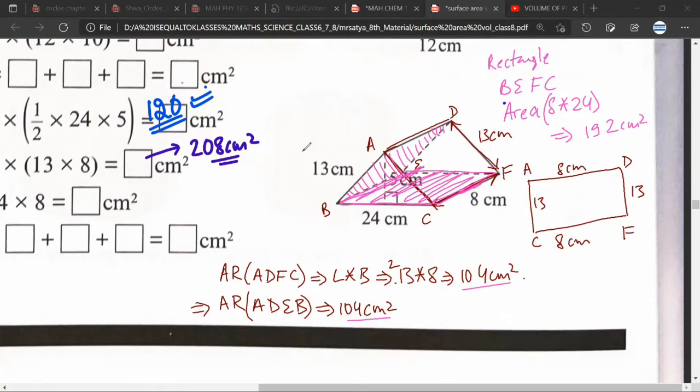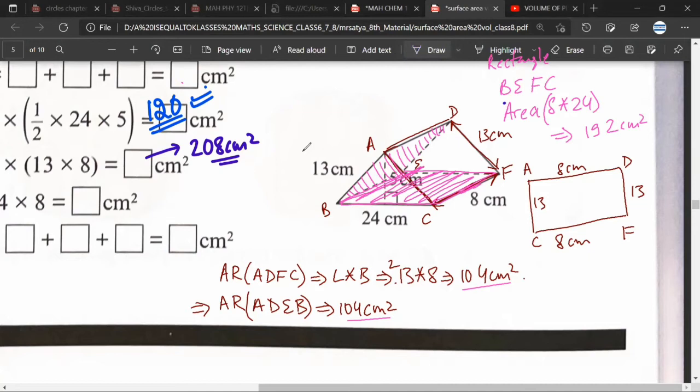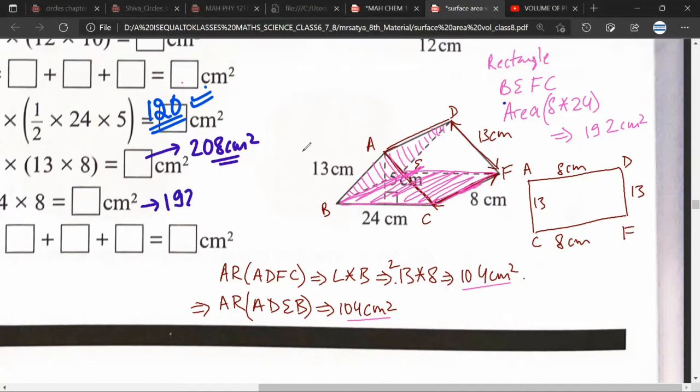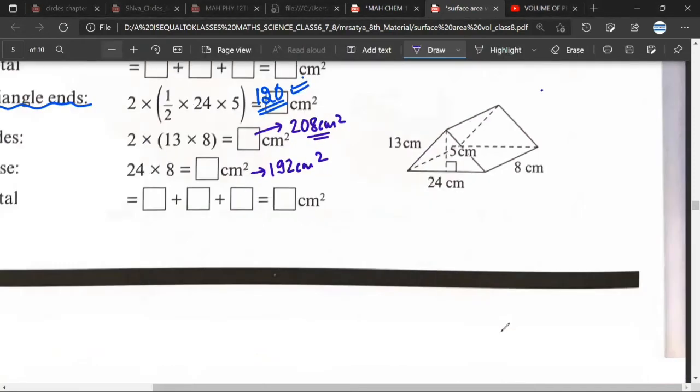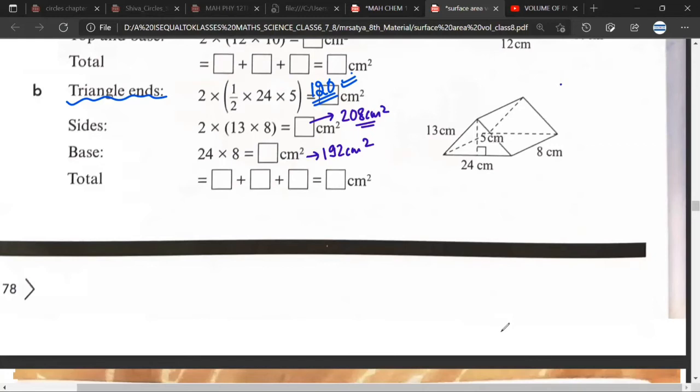Sarthak, any doubt here? No, sir. So this is 192 centimeter square. Do we have any doubt? No doubt, sir. I think now it will start making sense to you. So how did we find the total area? The two triangles were 120 centimeter square. The sides were 208 centimeter square, and the base was 192 centimeter square. Therefore, the total area would be 120 plus 208 plus 192. You can calculate and find the answer. Any doubt? No doubt, sir.